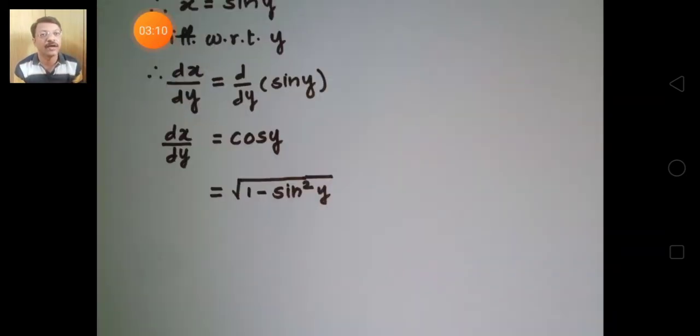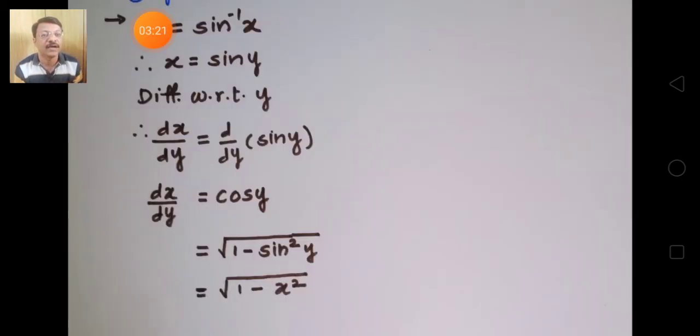Now this cos y is written as root of 1 minus sin square y using the fundamental trigonometric identity. Now you will understand why we wrote root of 1 minus sin square y in place of cos y. Because see, sin y is x. In the second step you can see from the top, x is equal to sin y. So we wanted to write the derivative dx by dy in terms of x. So we wrote cos y as root of 1 minus sin square y. That means root of 1 minus, what is sin y? Sin y is x in the second step. So you can write that as root of 1 minus x square.